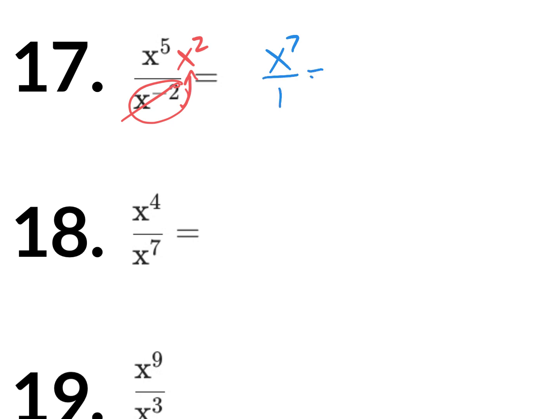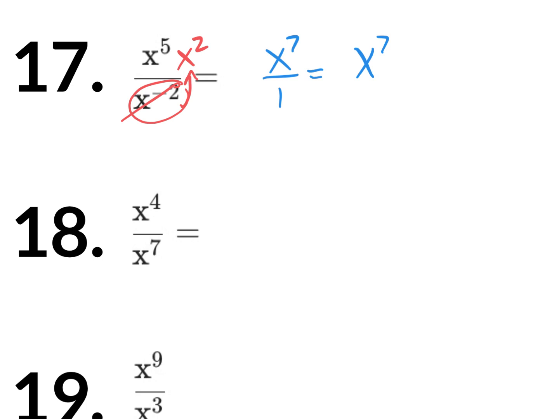And you could put it over 1, but that's ridiculous. You might as well just say x to the 7th. Whenever there's nothing left underneath, you don't have to put the 1 under there. But whenever there's nothing left up on top, you have to put the 1 up there. Okay? Here's an example of that on number 18.